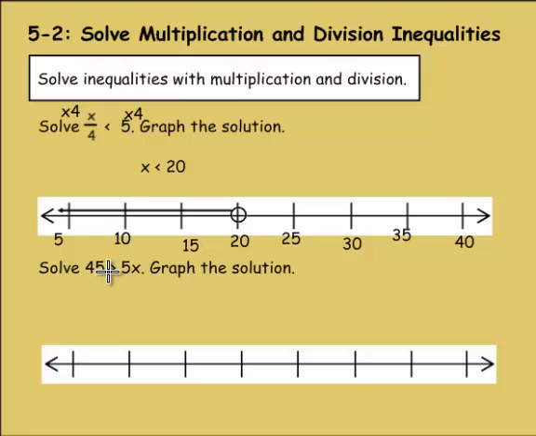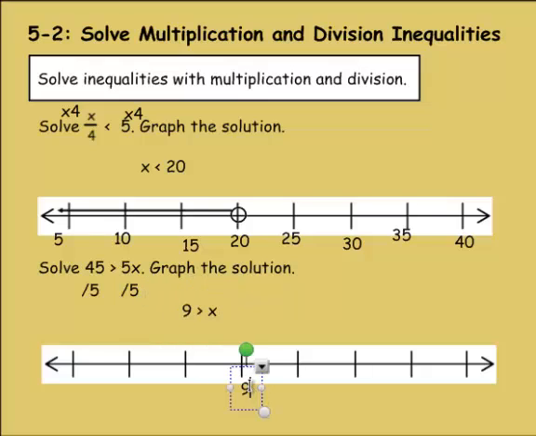Solve 45 is greater than 5x. So we need to isolate that x by getting rid of that multiplication of 5. So we divide both sides by 5 to get that. So that leaves us with 45 divided by 5, which is 9, being greater than x.